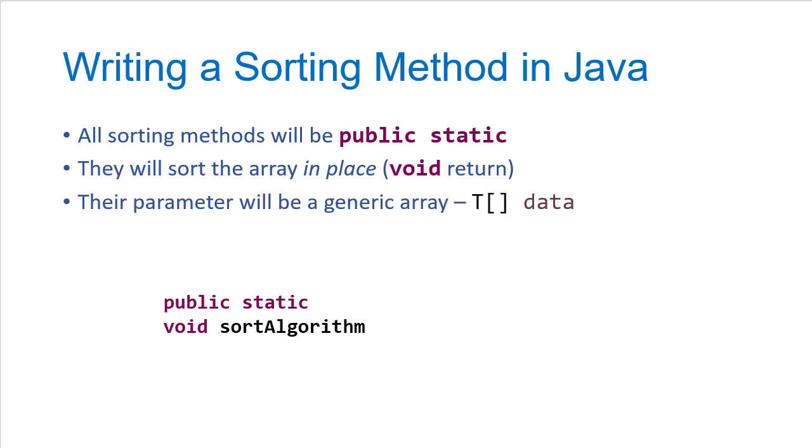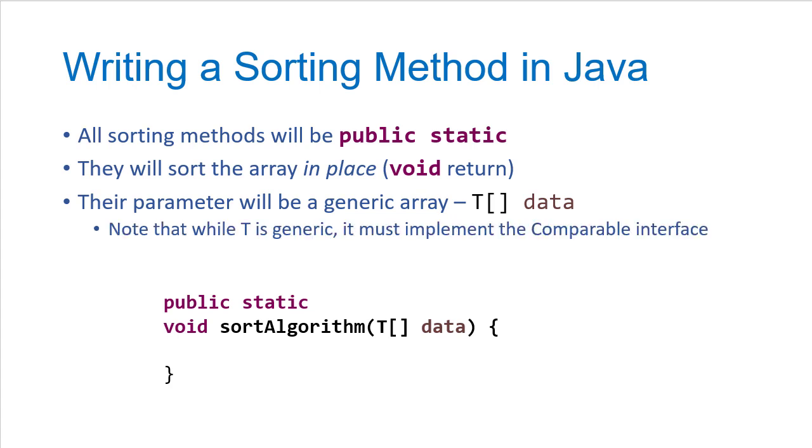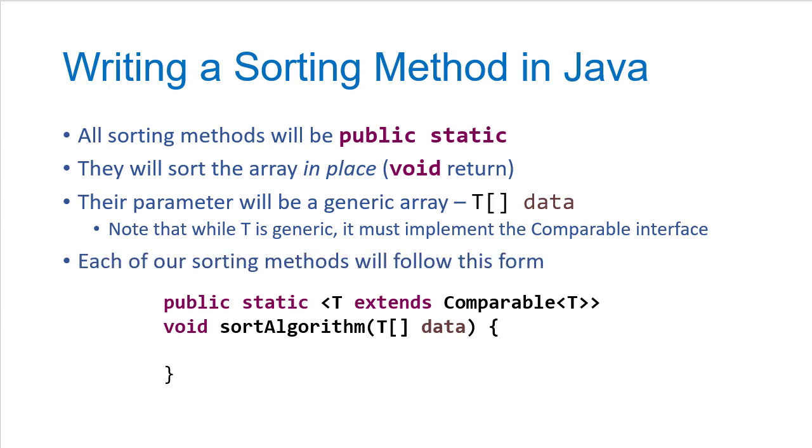So the parameter is going to be a generic array, and so we add that to our method signature. Notice it's a generic type T, which means it's going to take any object. However, while T is generic, we still want it to be some class that implements the Comparable interface so that we're able to call compareTo. That's going to be how we compare objects in the array. So instead of just making this a generic method, we're going to say it's generic, but that generic type extends Comparable. All of the sorting methods we write are going to follow this form, where instead of saying sort algorithm, we'll actually put the name of the sorting algorithm.